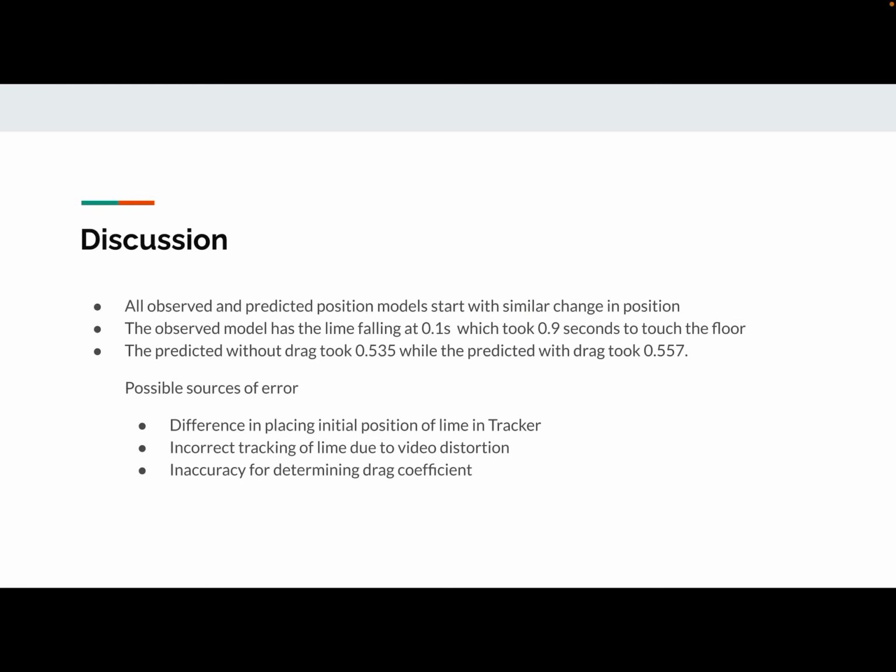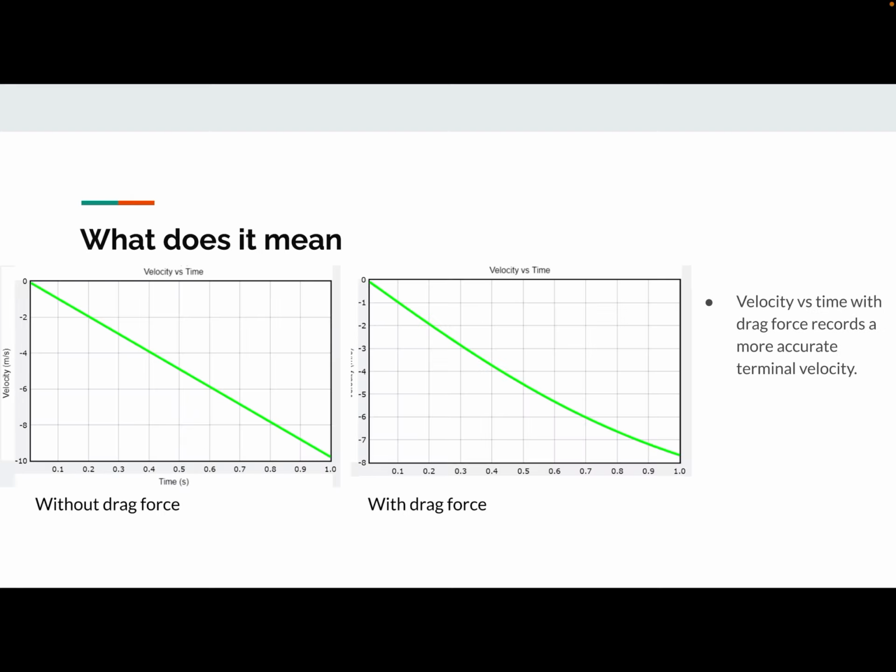Then for discussion, we also know that all models started with similar change in position, but we have to consider that the observed model actually started falling at 0.1 second, meaning that it took about 0.9 seconds to touch the floor, and the predicted model without drag force took 0.535 seconds, while the predicted with drag took 0.557. So there are possible sources of error, mainly being the placing of the initial position of the lime in the Tracker, incorrect tracking of the lime due to video distortion, and inaccuracy in determining the drag coefficient.